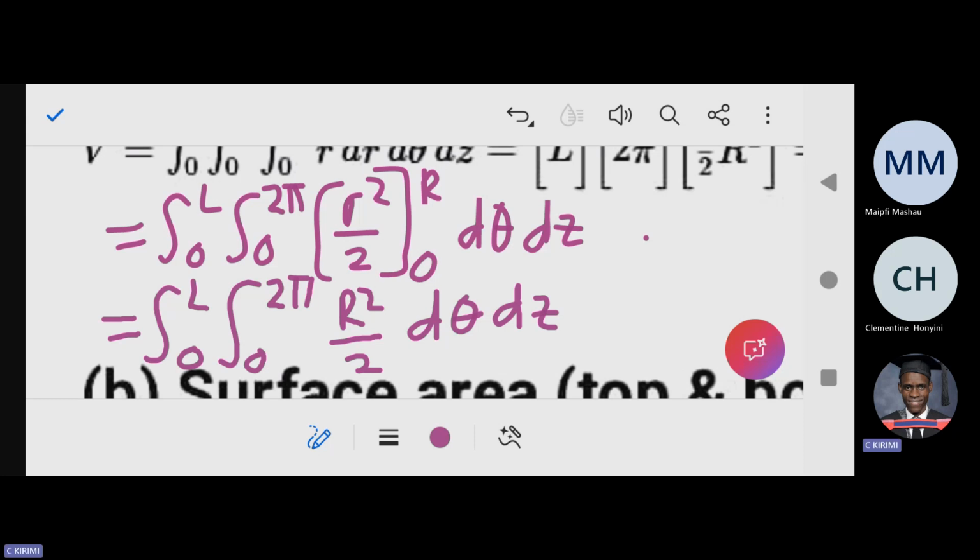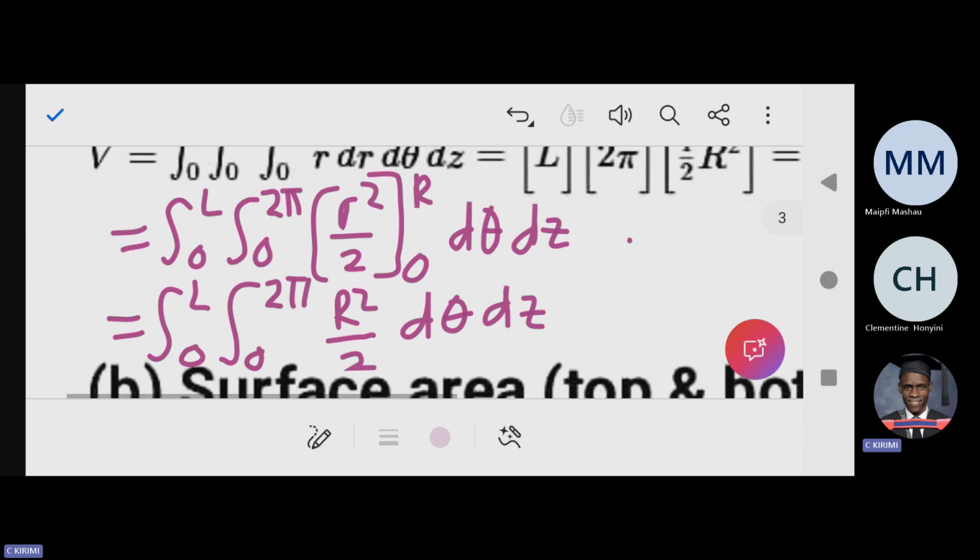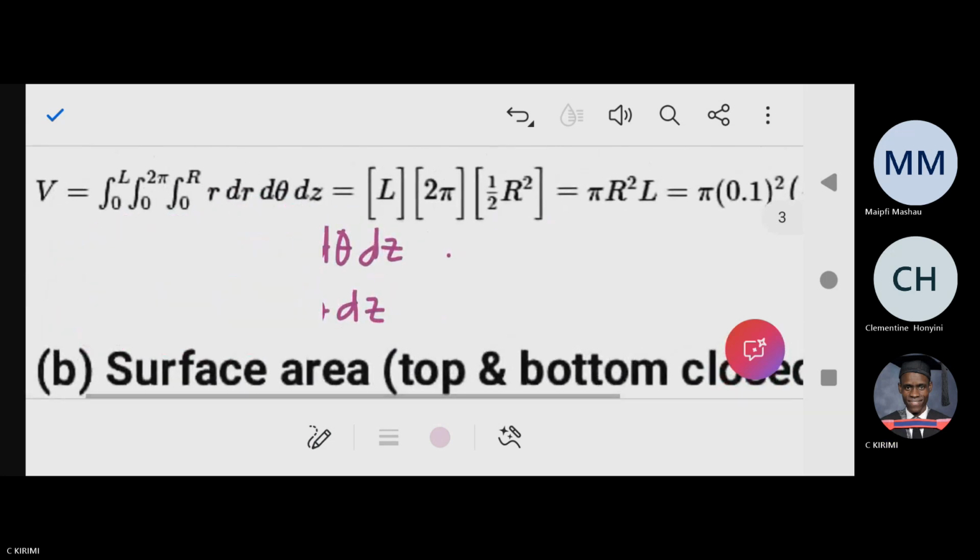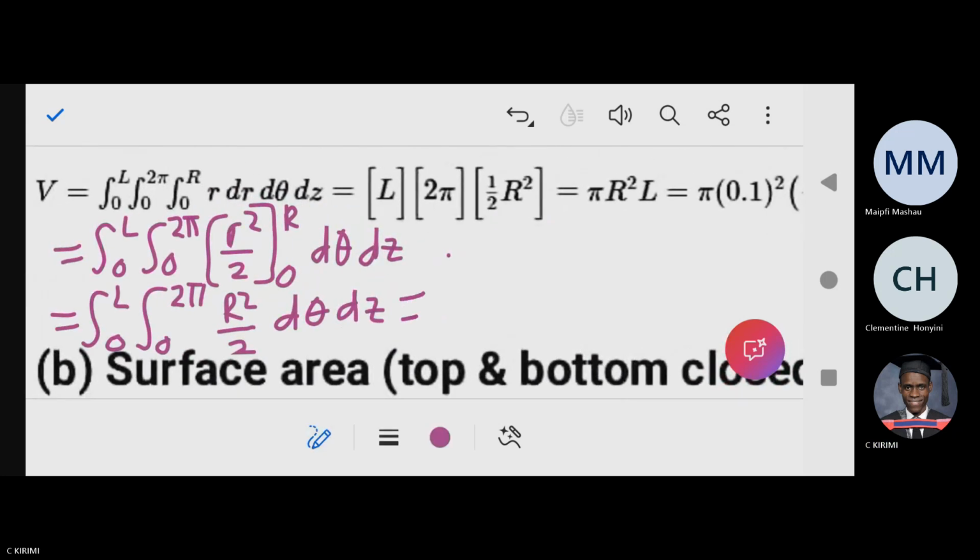You differentiated and you got r squared over 2. So what was the original? Just like what we were doing in calculus that day. The integral is r over L. Then now the integral of r squared over 2 with respect to what? This integral, with respect to theta.